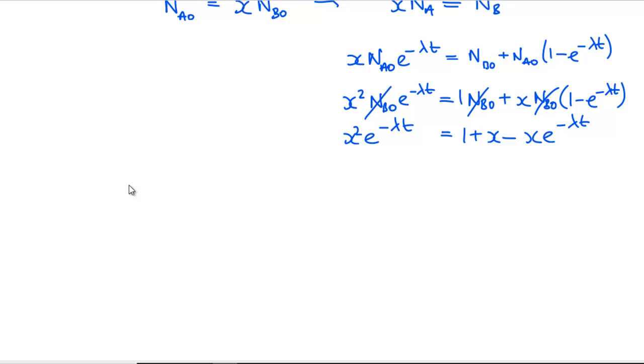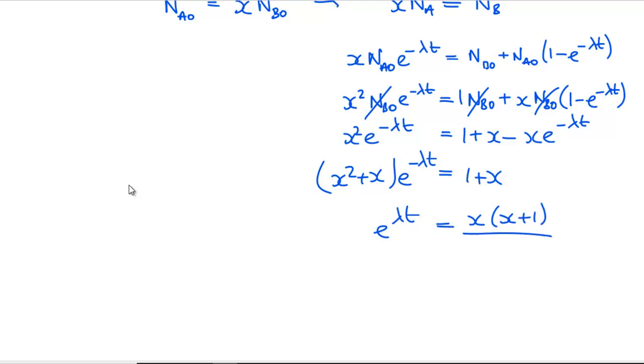Let's factorize these e to the minus lambda t's. So we're going to have (X squared plus X) e to the minus lambda t is 1 plus X. E to the minus lambda t is therefore going to be equal to (X plus 1) over (X squared plus X). We can remove an X on one side, so those are going to cancel. So we've got e to the lambda t is equal to X. That's good. So t is going to be log X divided by lambda.